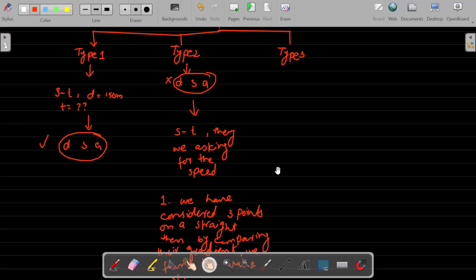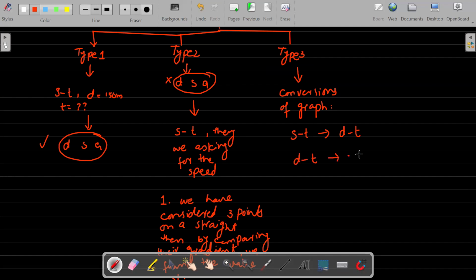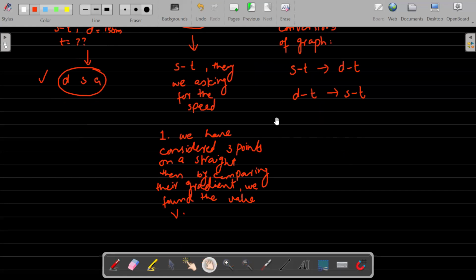Now, today we are going to discuss the type 3 question. There are basically 4 types. What will happen in a type 3 question? In type 3 questions, there will be conversion of graphs. What will happen in conversion of graphs? Basically, a speed time graph will be given and they will ask you to find the distance time graph, or either a distance time graph will be given and they will ask you to find the speed time graph. So we are going to learn how to do that today.